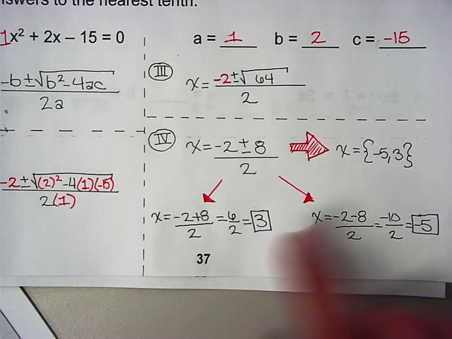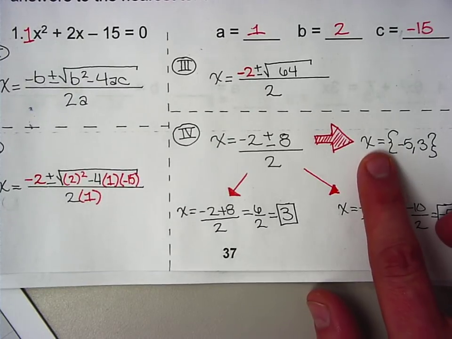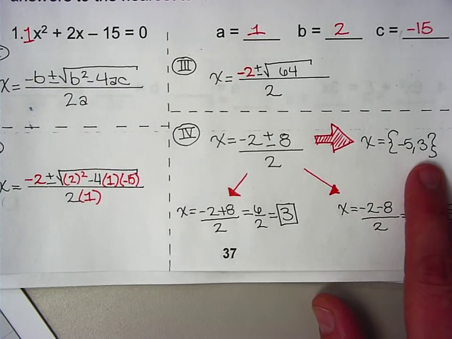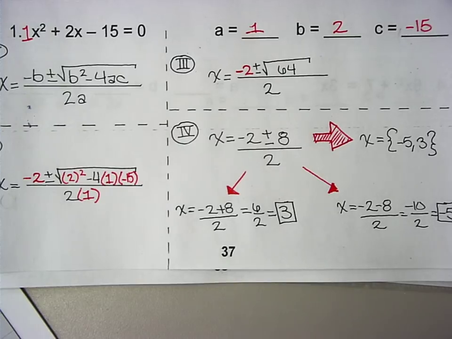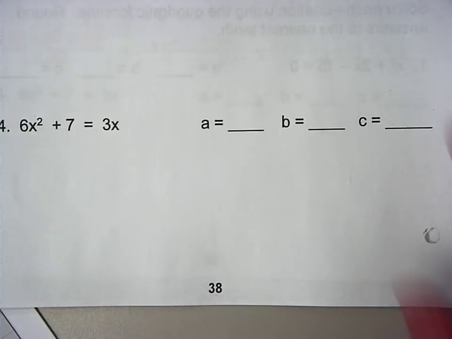and 3. At two different points, if we were to graph this equation, which we will at some point, you would see that it has x-intercepts at negative 5 and positive 3 on the x-axis. And that's basically what this is all about, finding those x-intercepts without making a graph. So let's go ahead and practice and turn your page over and let's start the next example.